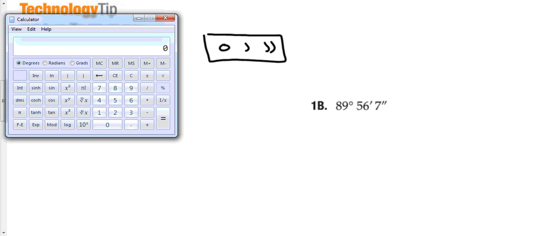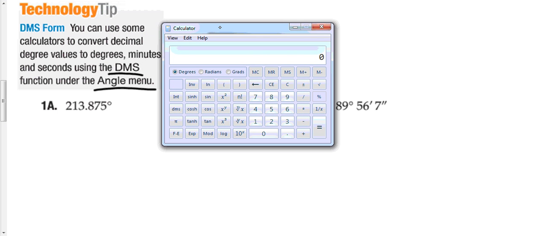Some calculators are better than others. This calculator is not great, but I still can use it, and I can still plug in 213.875, press degrees, minutes, and seconds, which is, oh, whoops, try to circle that. Okay, so let's clear that.